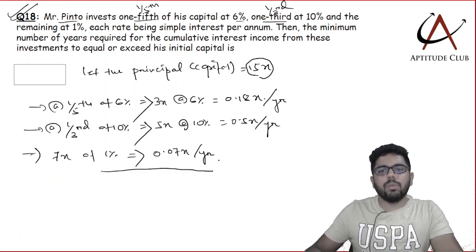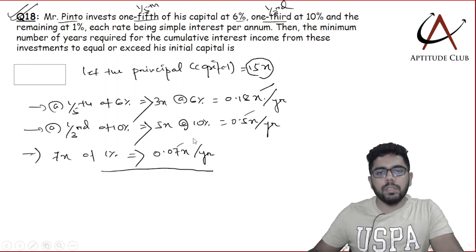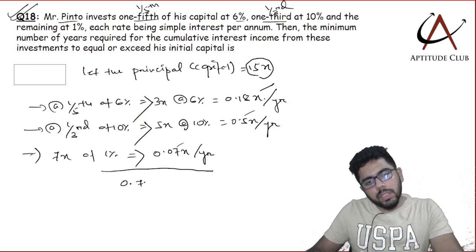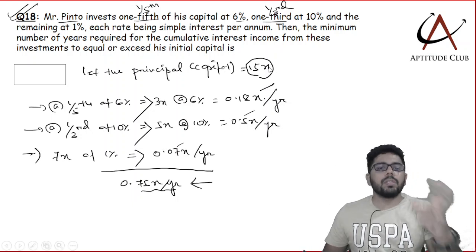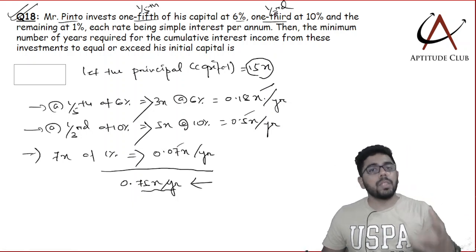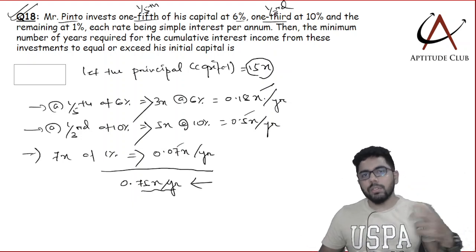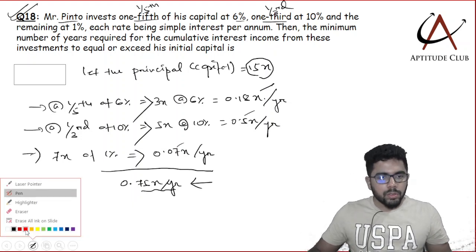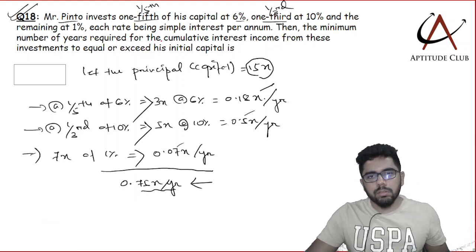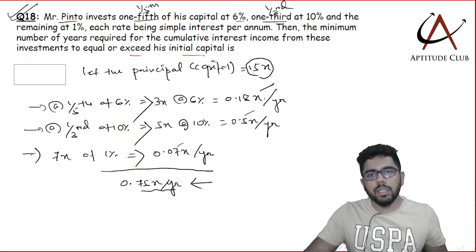That means total interest, if I'm adding 0.18 plus 0.5 plus 0.07, is 0.75x per year. So if the principal is 15x, Mr. Pinto will be getting 0.75x per year. So in 1 year it is 0.75x into 1, in 2 years it is into 2, in 3 years it is into 3. The question is in how many years the cumulative interest will exceed the initial capital.